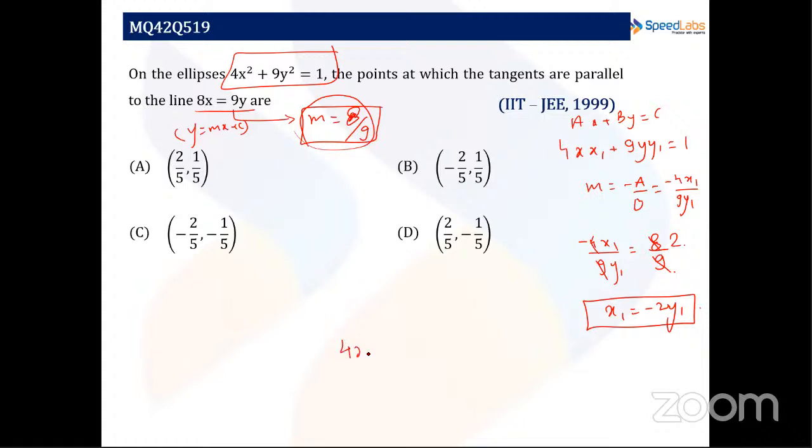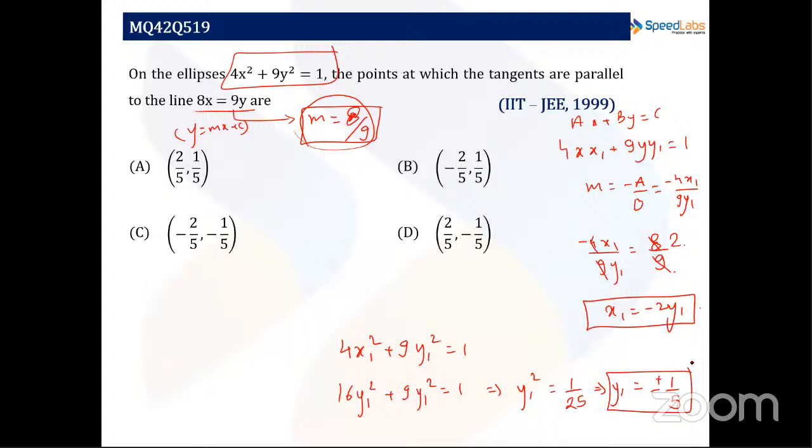of the ellipse. So 4x1 square plus 9 y1 square equals 1, and x1 is this, so 16 y1 square plus 9 y1 square equals 1. So we will be getting y1 square equals 1 by 25. This implies that y1 equals plus minus 1 by 5. From this we can find the value of x1. Put y1 equals 1 by 5, x1 will be equal to minus 2 by 5 when y1 is 1 by 5, and when y1 is minus 1 by 5, then we will get x1 equals plus 2 by 5.